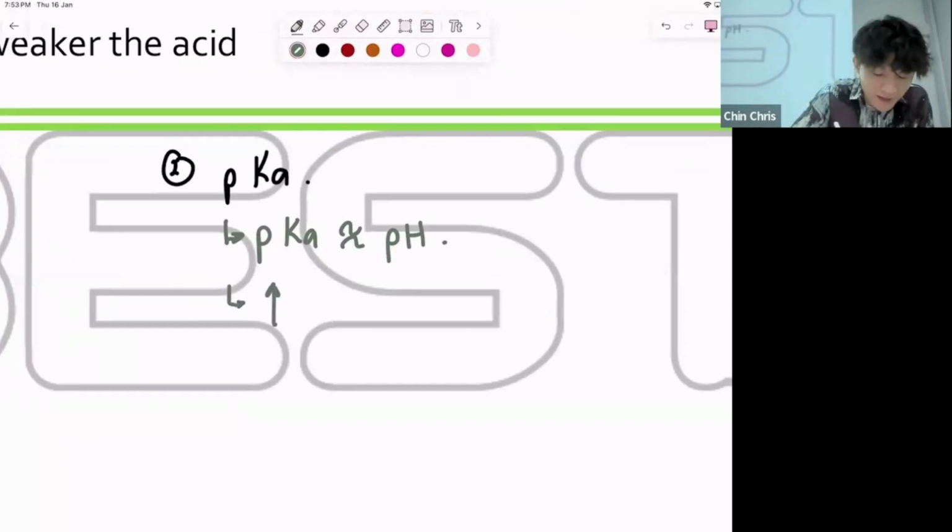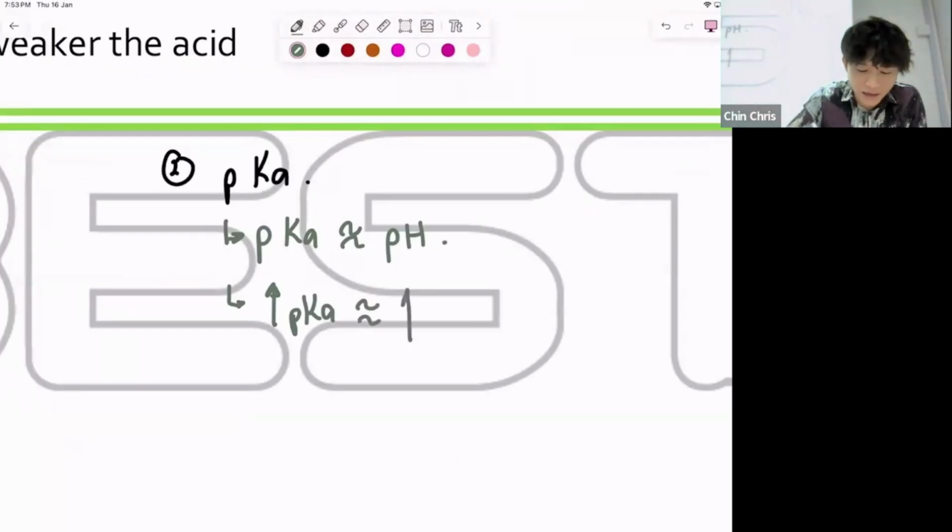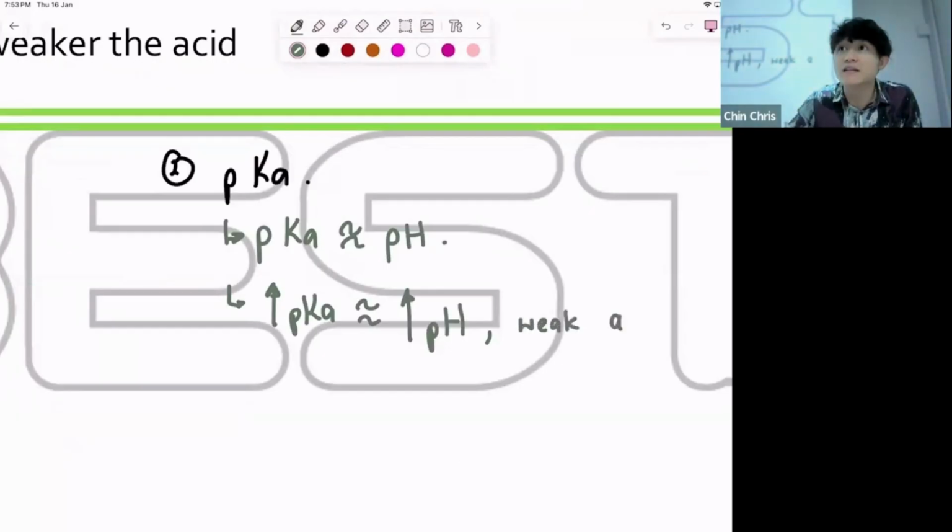When your pKa is high, you read it as a high pH, which means you have a weak acid. Easy, right? Try to understand this conversion. Later we're going to do some maths. Now I want you to eyeball it by just looking at a pKa and Ka so that you can compare the strength already. Sometimes they'll ask you, which one is a stronger acid? Then immediately you need to know. So, very simple.